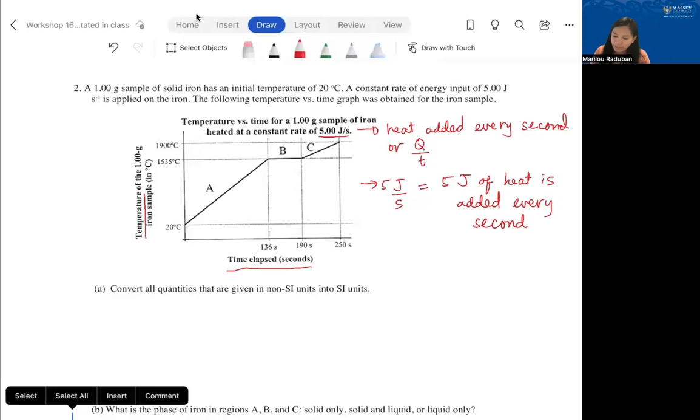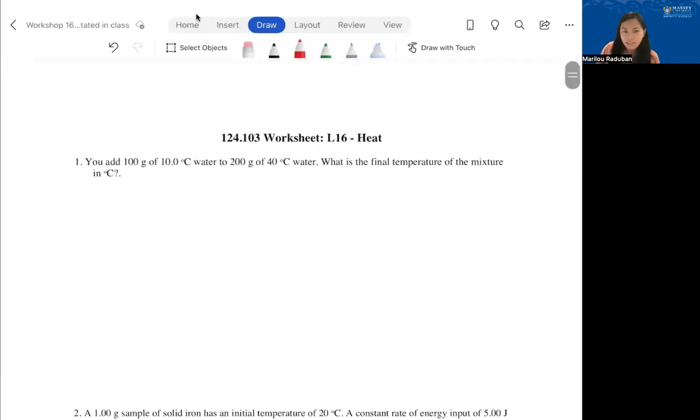All right. Okay. It's 11:30, so let's look at the solutions to these problems. Okay, so the first one, we have water. So it's the same substance, only of different amounts and different temperatures. So 100 grams at 10 degrees Celsius and 200 grams at 40 degrees Celsius, and they're mixed together. And we're being asked to find the final temperature.